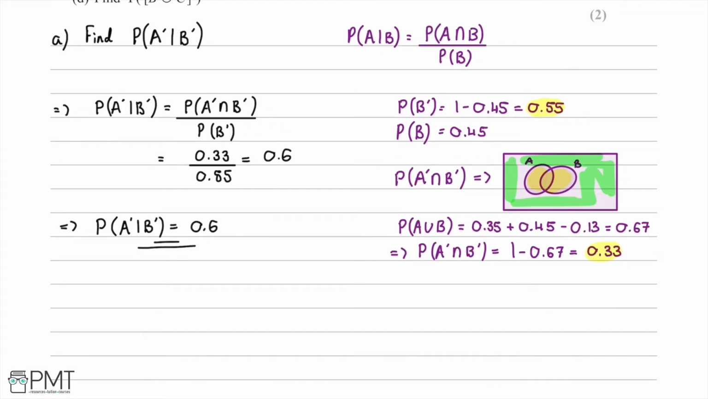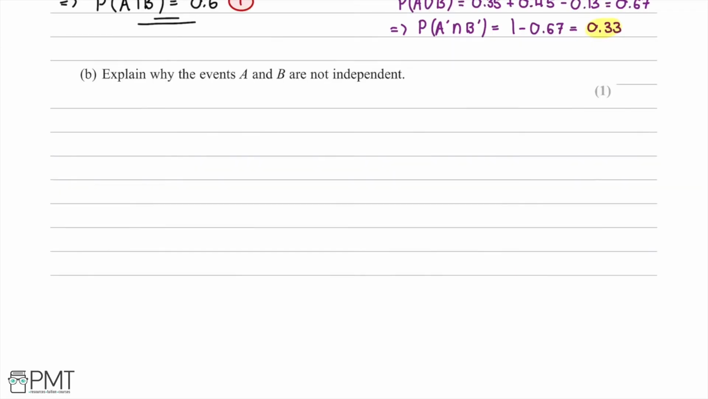In this question, there were 2 marks available, and we received our first mark for knowing to use this formula and getting to the stage where we had 0.33 over 0.55, and then we receive our second mark for getting the correct answer. Then in part B of this question, we're asked to explain why the events A and B are not independent.